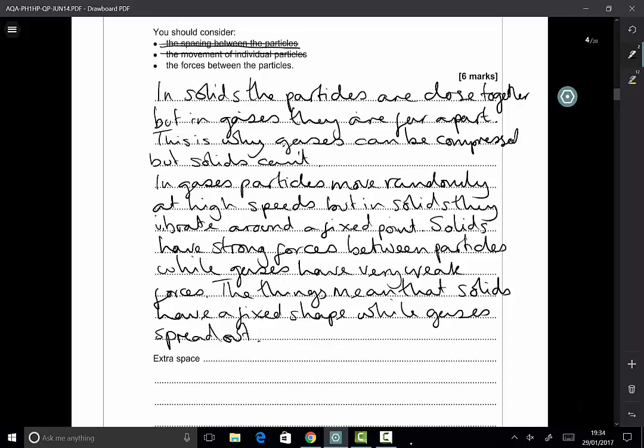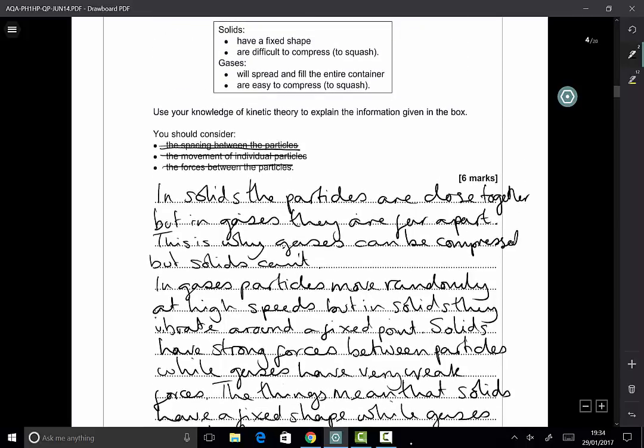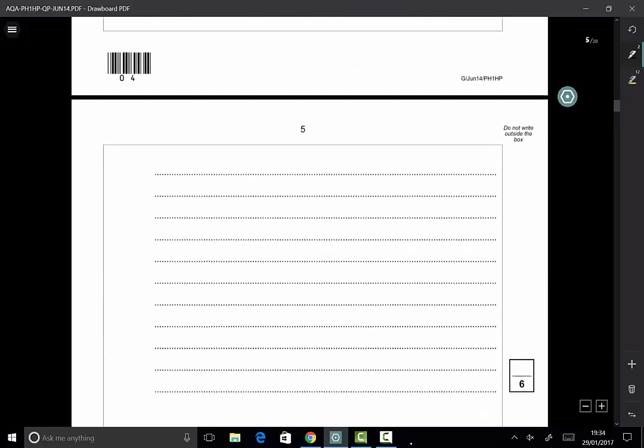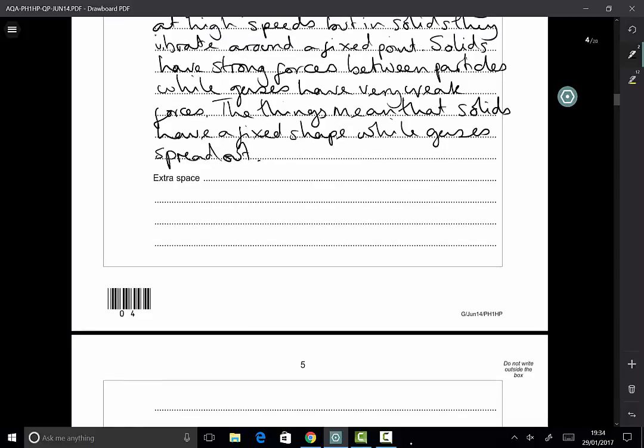Okay, so I don't need to go on and say any more than that. I've addressed all of those key points that it said that I should consider, and I've explained them and linked them to the things in the box. I haven't needed to go into the extra space at all. The extra space is really only there for if you've got really big handwriting.